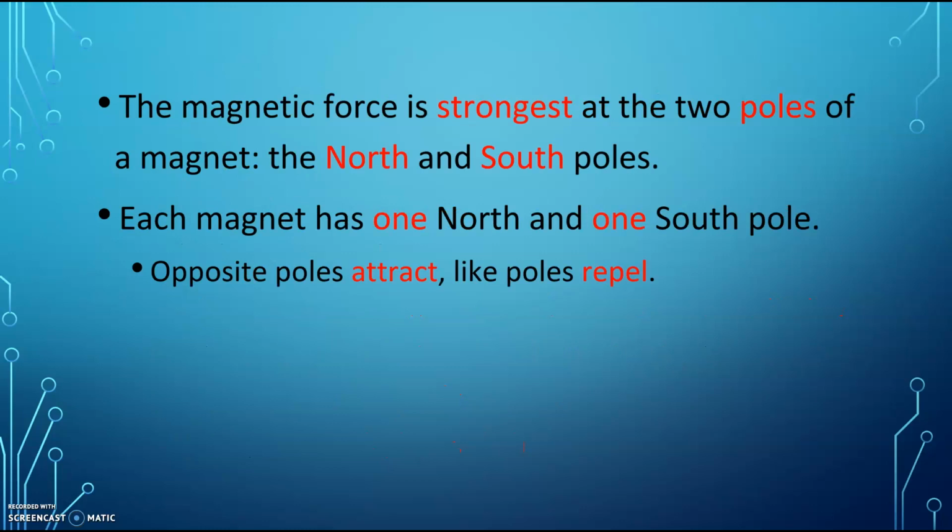The magnetic force is the strongest at the two poles of a magnet. So you have a north pole and you have a south pole, right? Let's say we had a bar magnet here. Yay. You have a north end and you have a south end. This is where the magnetic force is the strongest. There's still magnetic force all over this magnet, but it's the strongest at the two poles, north pole and south pole. Every magnet will have a north pole and a south pole.